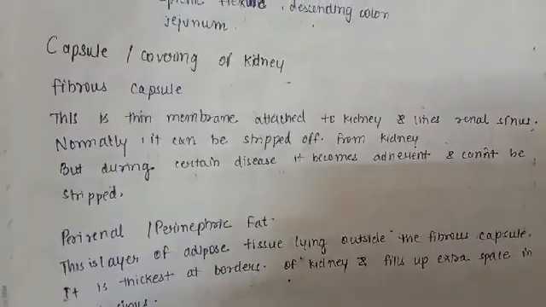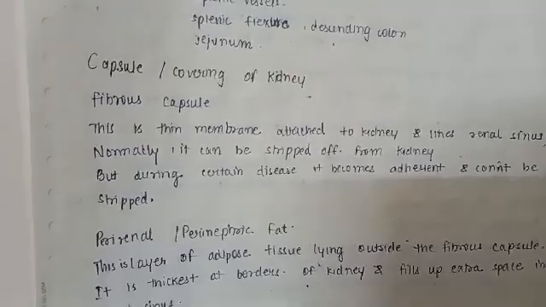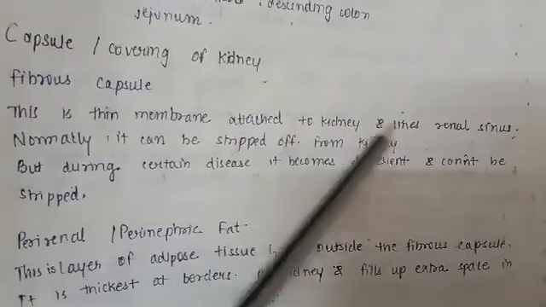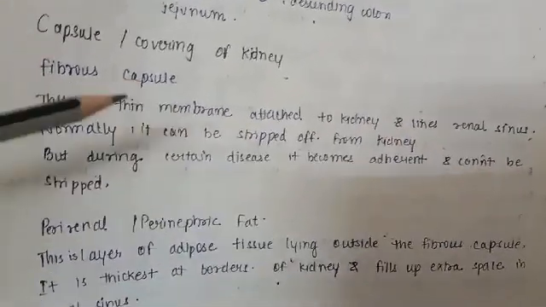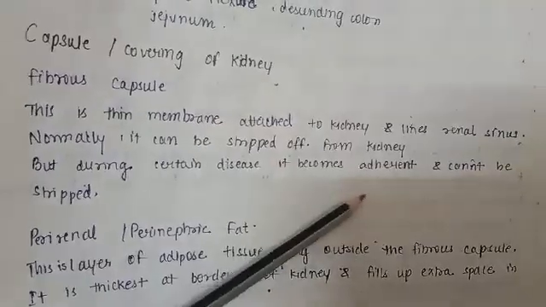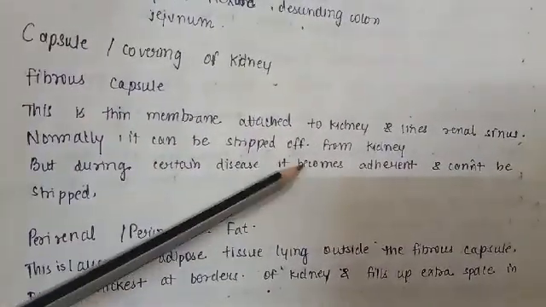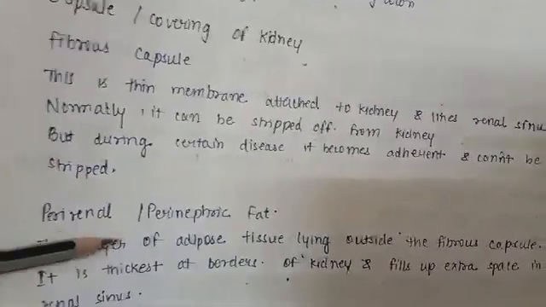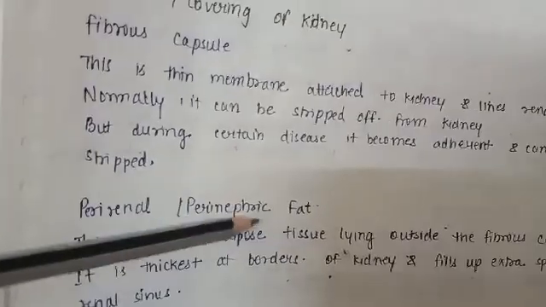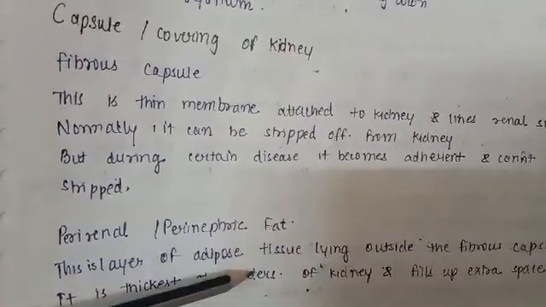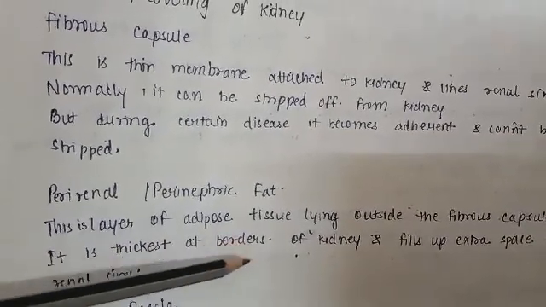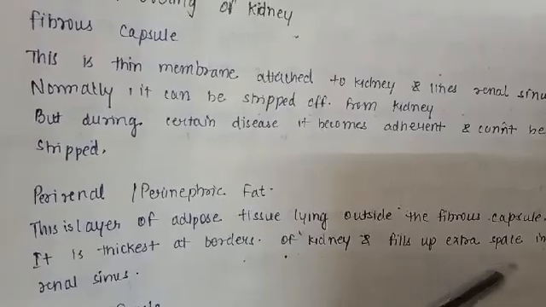Let's study the covering of the kidney, that is also known as capsule. There is the fibrous capsule, which is a thin membrane attached to the kidney and lines the renal sinus. Normally, it can be stripped off from the kidney, but during certain diseases, it becomes adherent and cannot be stripped off. Then there is perirenal or perinephric fat. This is a layer of adipose tissue lying outside the fibrous capsule. It is the thickest at the borders of the kidney and it fills up the extra space in the renal sinus.